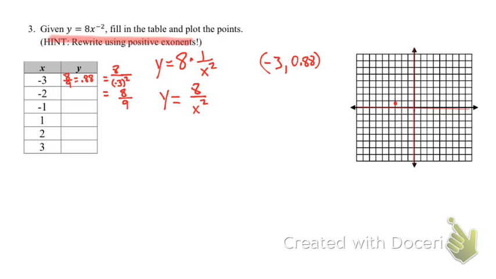Okay, so let's erase that, and let's do -2. So I'm going to plug in -2 again for here. So it's equal to 8 over -2 to the second. If you do the math correctly, it's 8 over 4. And 8 over 4 is actually 2. So this turns into -2, 2.